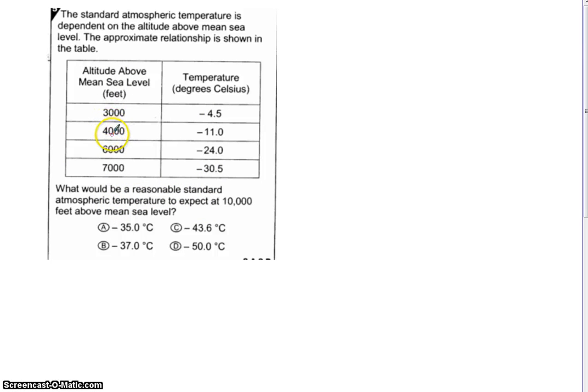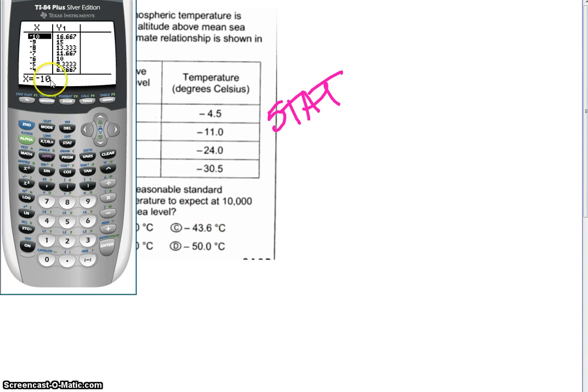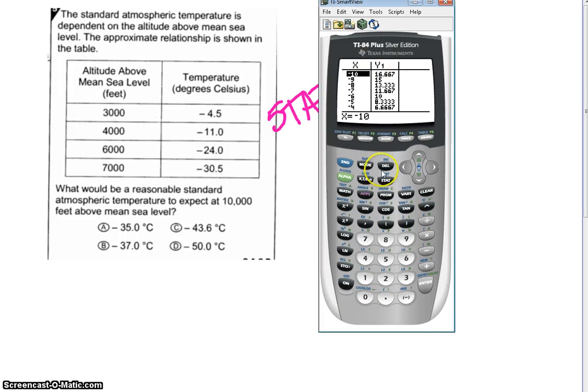If they're going up consistently, you could just extend your table, but I go up from 3 to 4 to 6. I skipped one there. So my suggestion is when they give you a table with points, that you go to stat. So take your calculator, go to stat, edit, and at L1 you're going to have 3,000, 4,000, 6,000, 7,000.